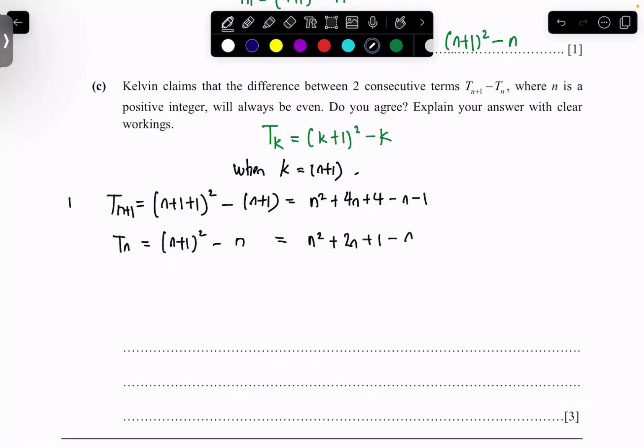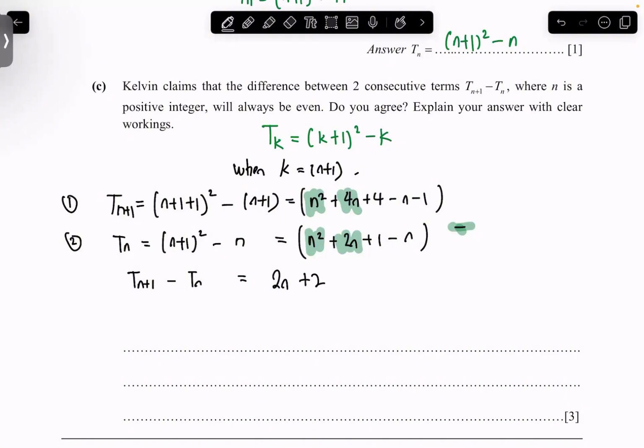Now, if I take the first term minus the second term, Tn plus 1 minus Tn, my thought process is n squared minus n squared. Then 4n minus 2n, so left 2n. 4 minus 1 is 3, 3 minus another 1 is 2, plus 2. And minus n minus negative n, so no more n. So the difference will always be 2n plus 2, which equals 2 bracket n plus 1.